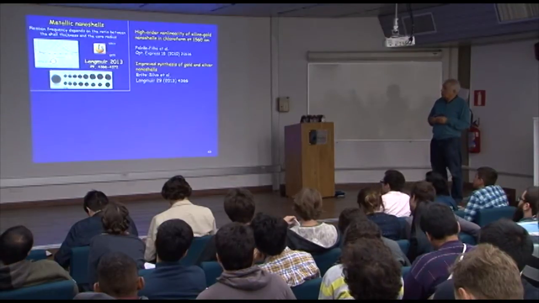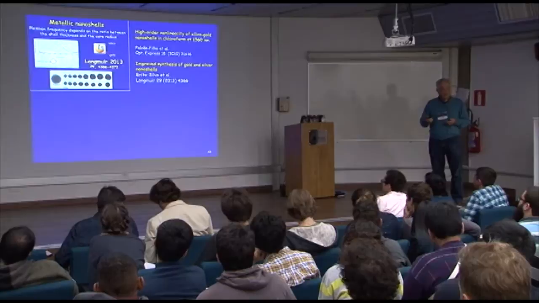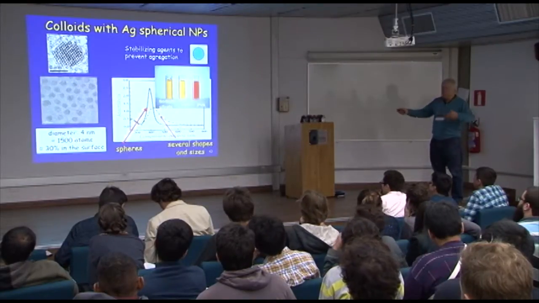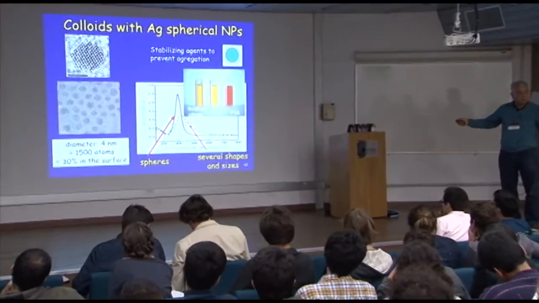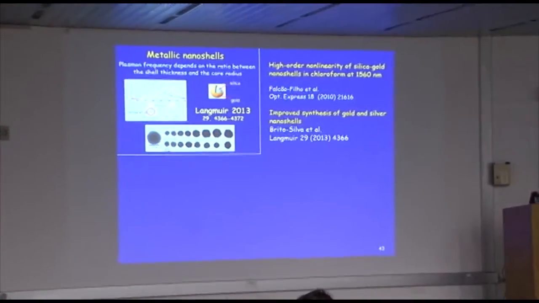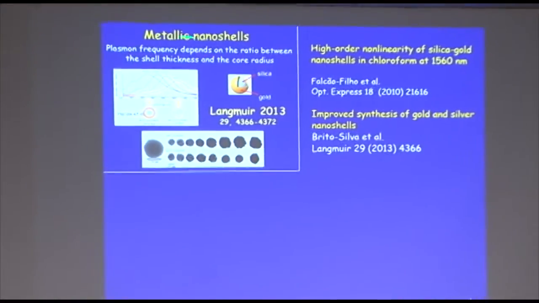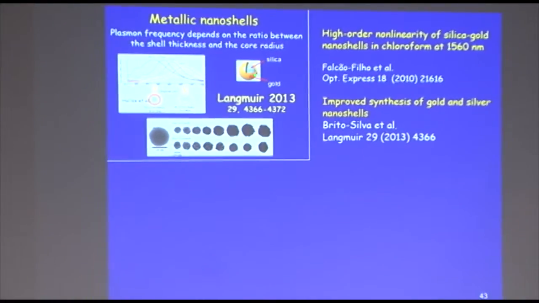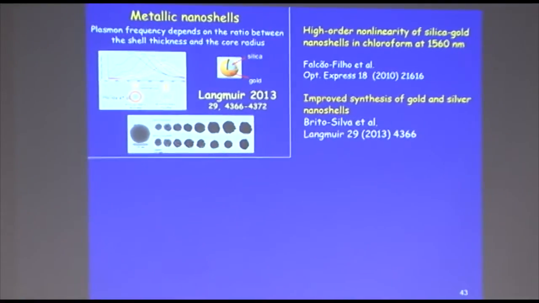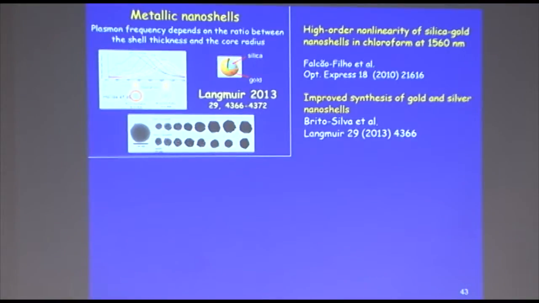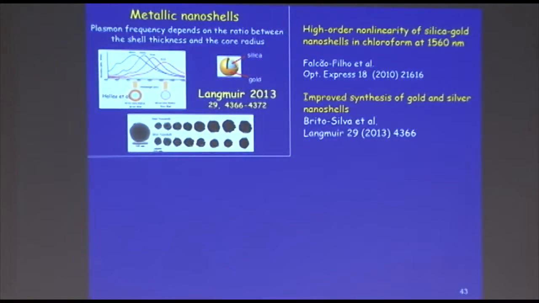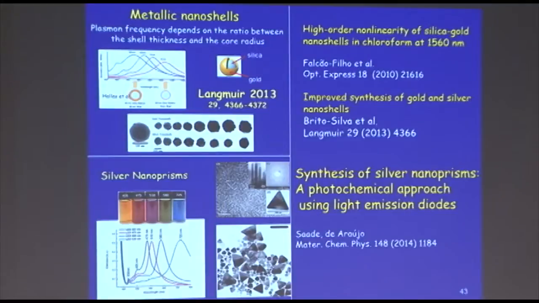We developed ways to make different kinds of particles. Those particles that I showed before were made even by Faraday in the 19th century. But now you can use chemistry to make other kinds of particles, like these metallic nanoshells. They have a core made of silica and a shell of gold or silver. By changing the thickness of the shell, you can tune the resonance frequency of the plasmon. You can see here going from the visible to the infrared. So I can play with that. You can also make other kinds of particles, for example, nanoprisms.